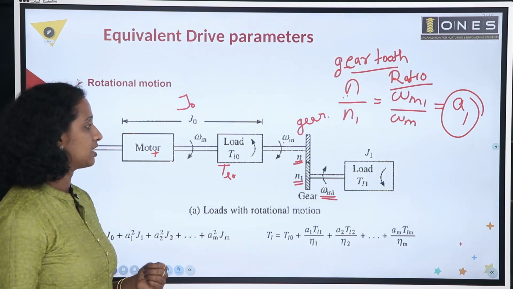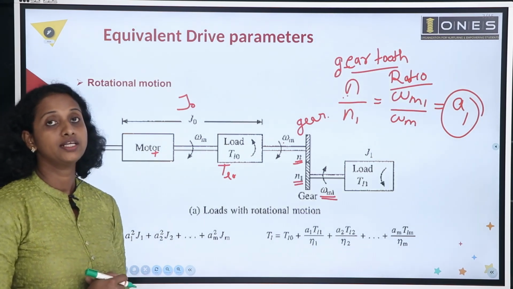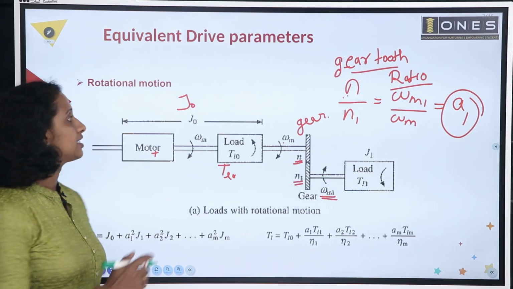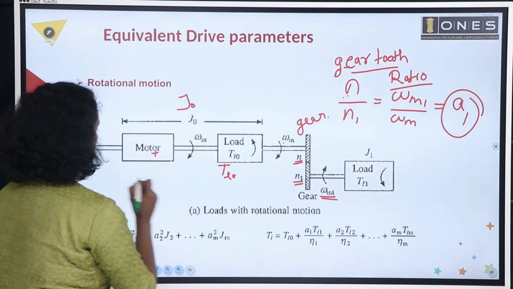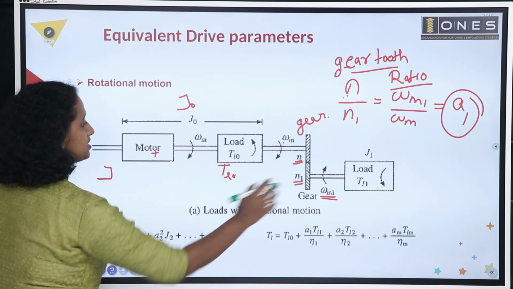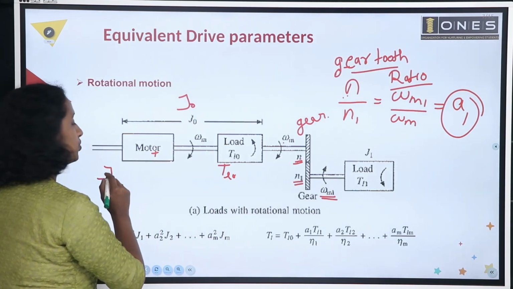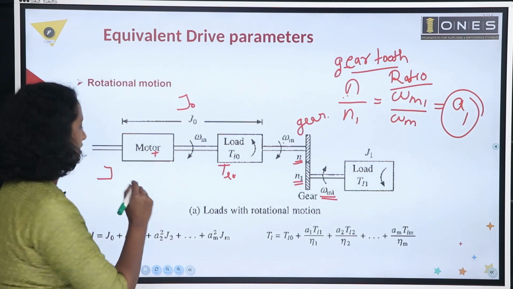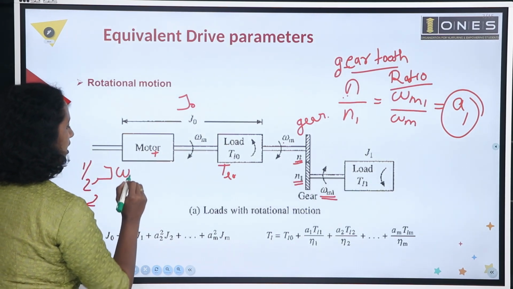The technique we use to find the equivalent moment of inertia is equating the kinetic energy. Suppose the equivalent moment of inertia of the full system is J. Then due to that equivalent moment of inertia, what will be the kinetic energy? Half J omega m square.